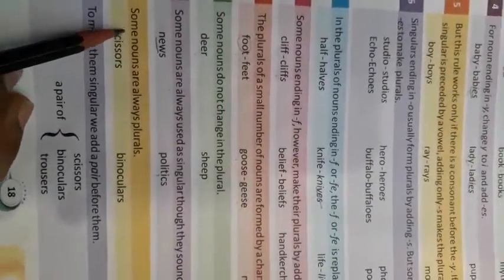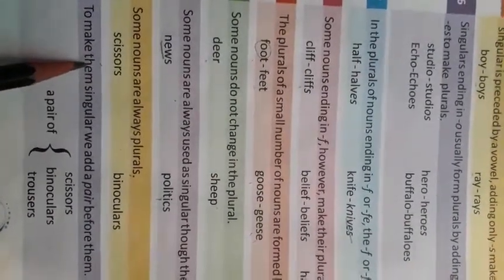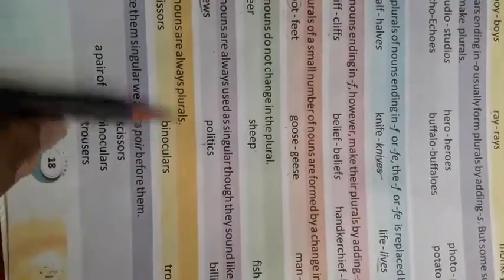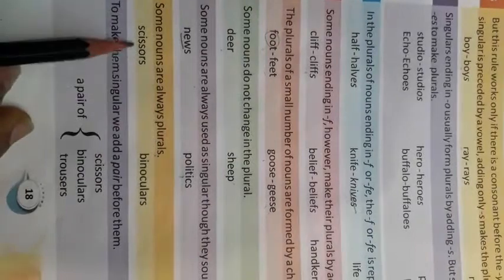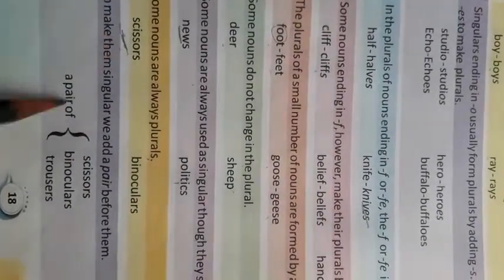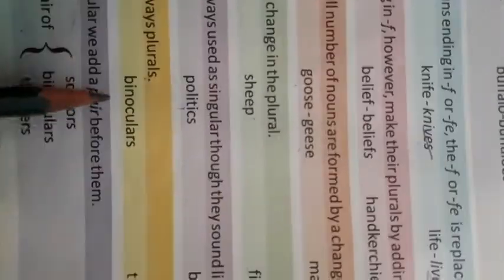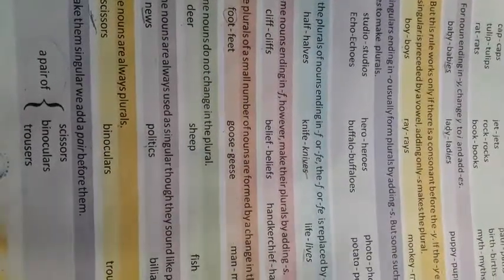Now, you can see here, some nouns are always plural. There are some nouns which are always used as plurals, for example scissors, binoculars, trousers, which we use in pairs. We can't use a single one of them. Scissors, binoculars, trousers always remain plural. If we have to make the singular of these, then we have to add: a pair of scissors, a pair of binoculars, a pair of trousers. So you have to keep these things in your mind.